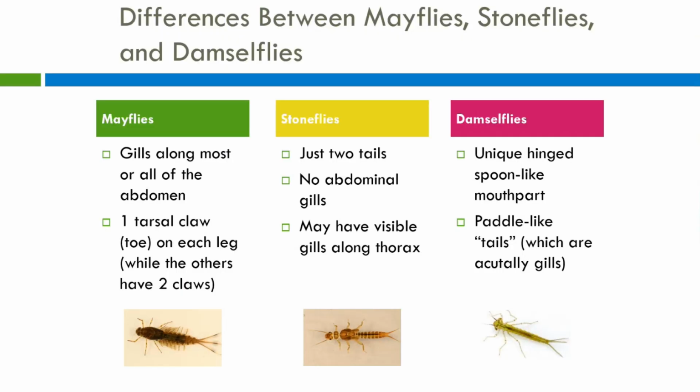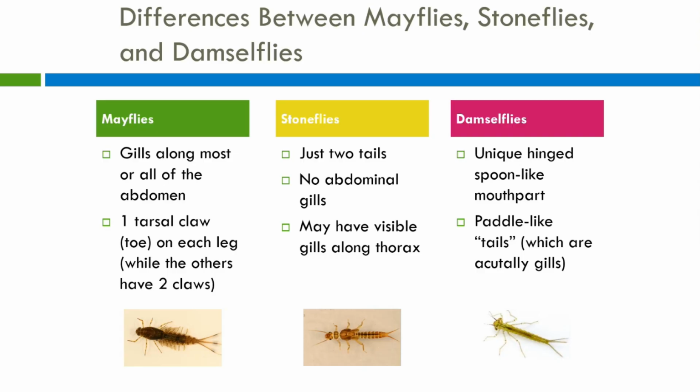So to summarize the differences between these three taxa, the mayflies will have gills along all or most of the abdomen. The stoneflies may have visible gills along the thorax, or you may not see any gills at all. The damselflies' gills will be at the end of the body, paddle-like, what look like tails. So for the mayflies, another thing to look at is they've got the 2 or 3 hair-like filamentous tails at the end of the body.